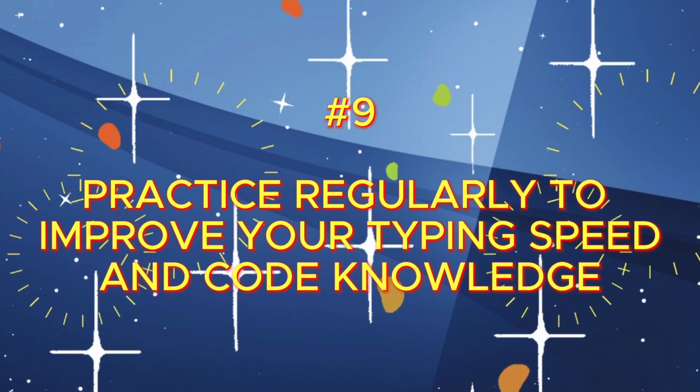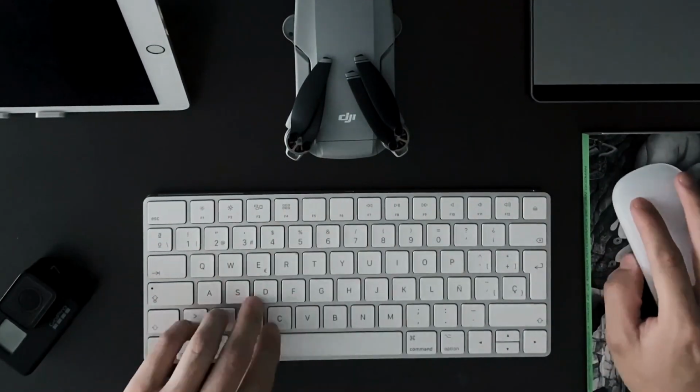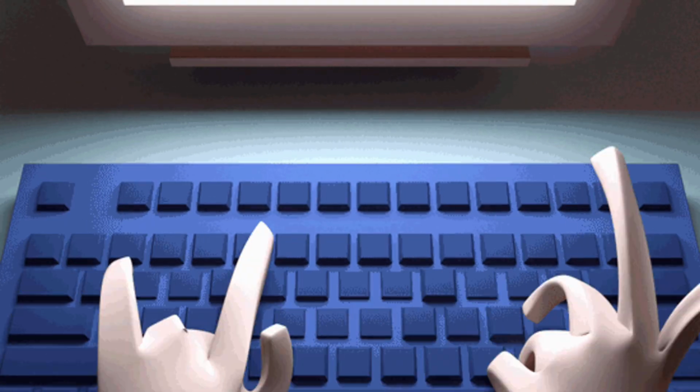Practice regularly to improve your typing speed and coding knowledge. Increased familiarity with language syntax and common patterns leads to faster coding. You can do that by regularly solving coding challenges and practicing different coding styles. Typing speed is also something which needs to be gradually improved if you need to code faster.